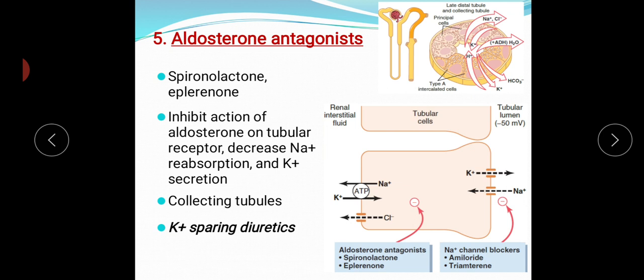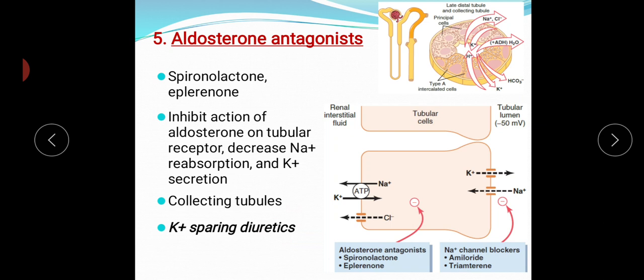Now here you can see they are working here. They are preventing the sodium reabsorption, but they are also preventing the potassium secretion. Normally, with the reabsorption of sodium there is also loss of potassium, but these drugs will prevent the potassium secretion, so they will preserve the potassium in the body. That's why these drugs are also known as potassium sparing diuretics. They will spare the potassium.